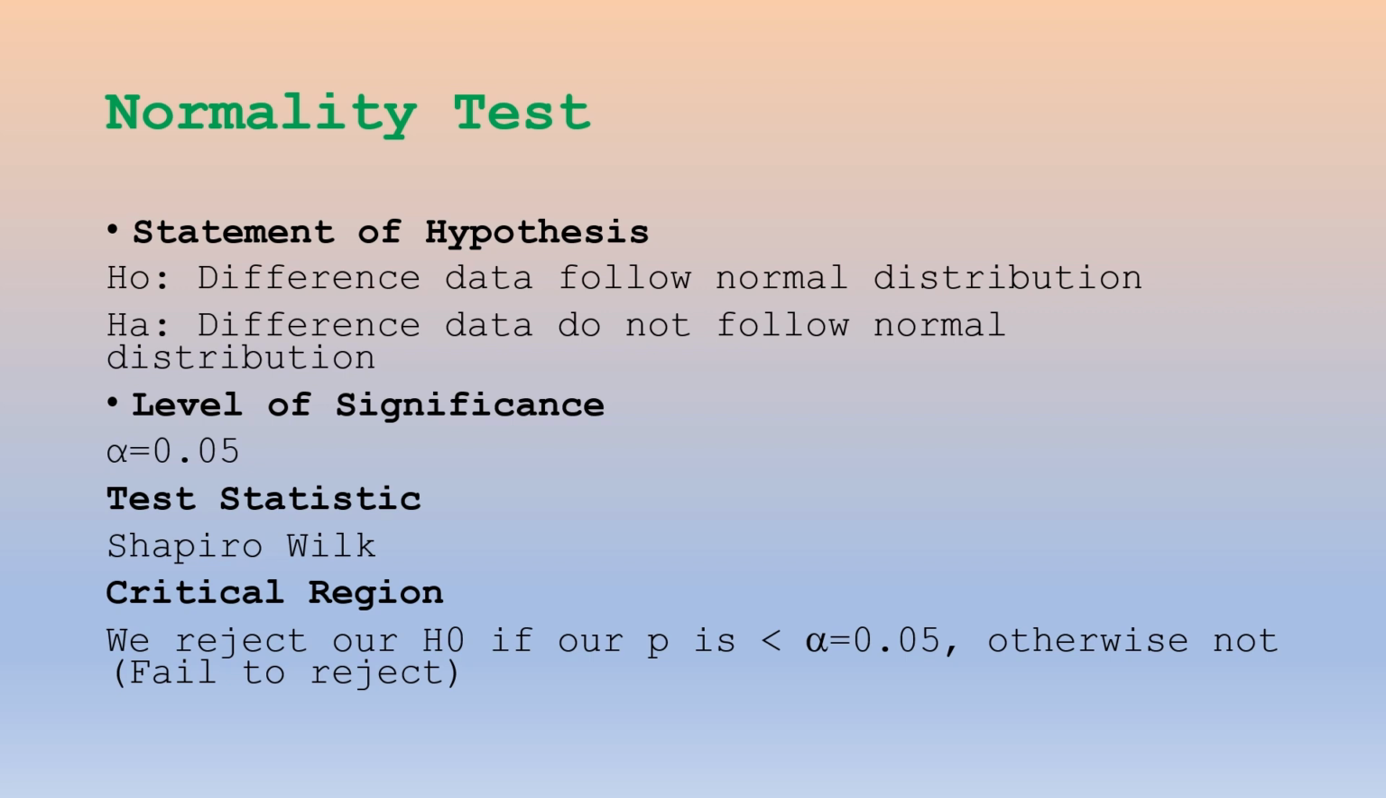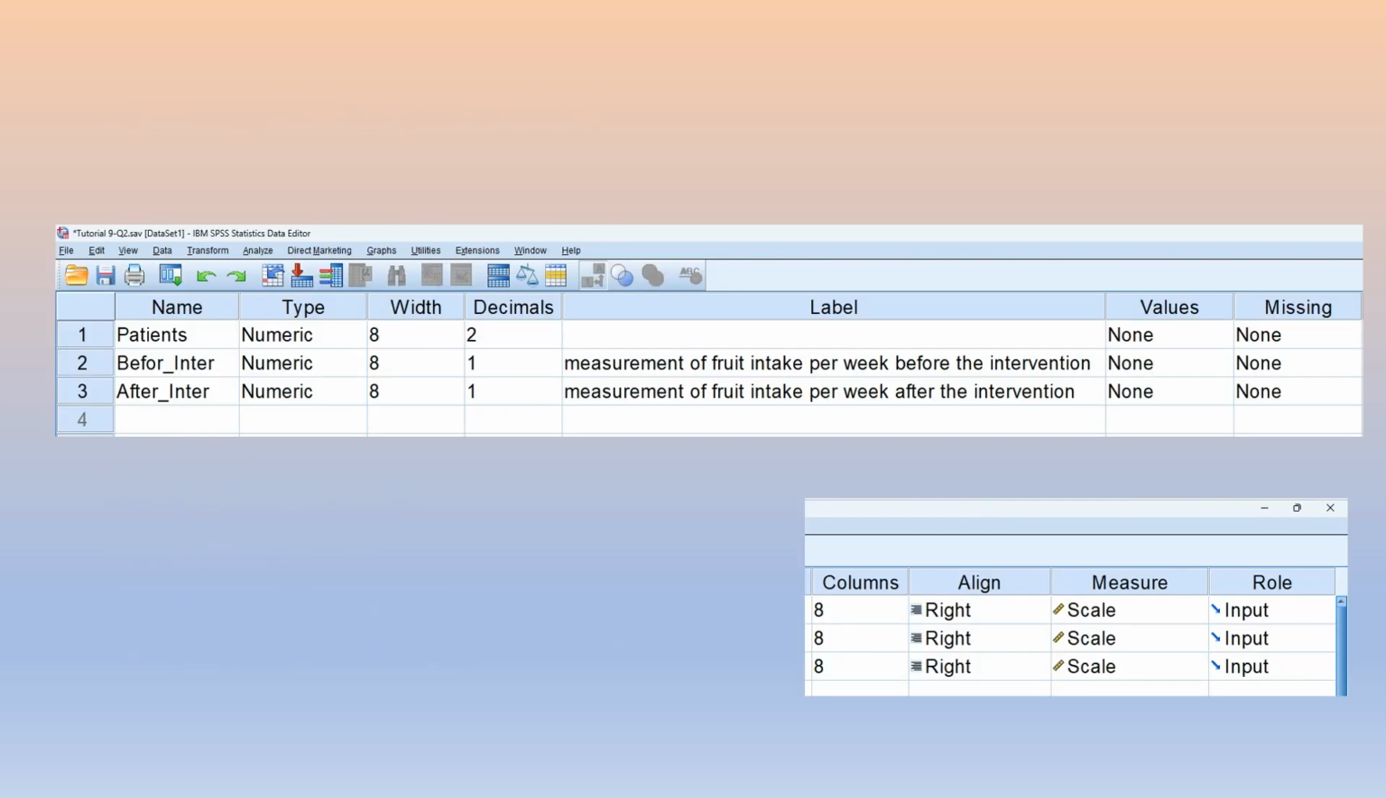First, we check the normality assumption. The statement of hypothesis: differences data follow normal distribution. Difference data do not follow the normal distribution is the alternative hypothesis. Level of significance is 0.05. Test statistics: we use the Shapiro-Wilk test. Critical region: we reject our H naught if our p-value is less than 0.05, otherwise fail to reject.